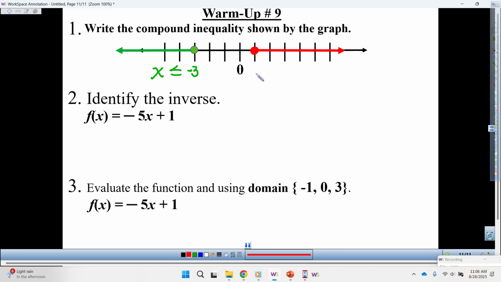Gio, the red one. One is less than or equal to x. Hands if you got that. All right. And then we have the gap in between both, so we write what? Or. Then you close the bracket. Close the bracket. All right. Next. Pass on, Gio, for number 2.